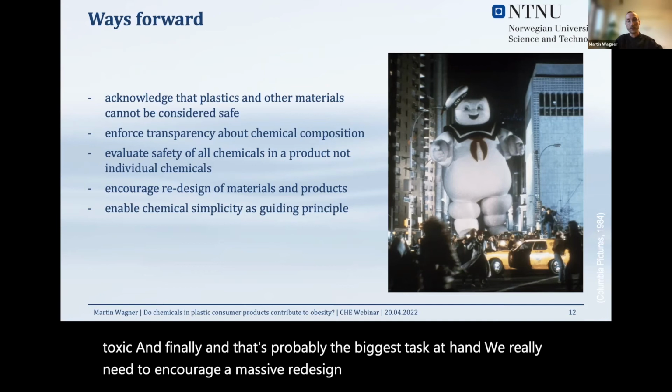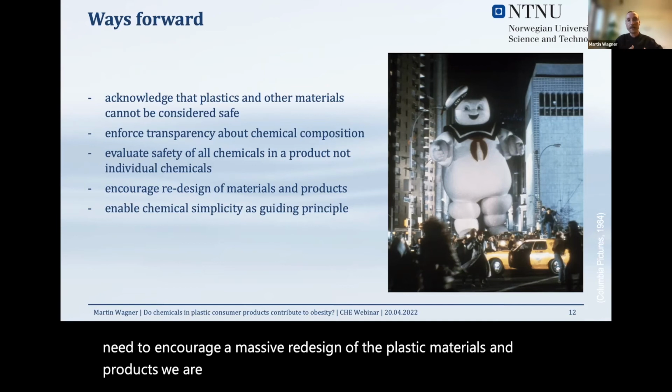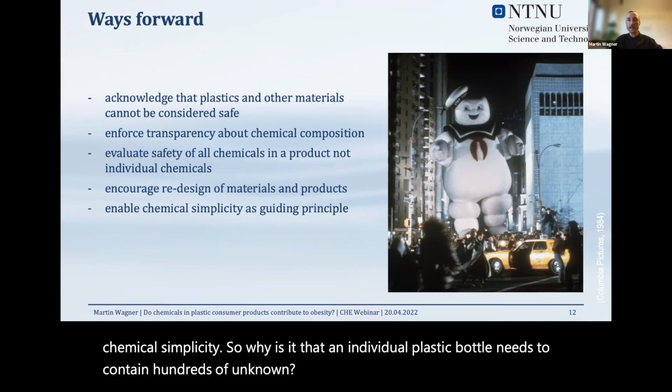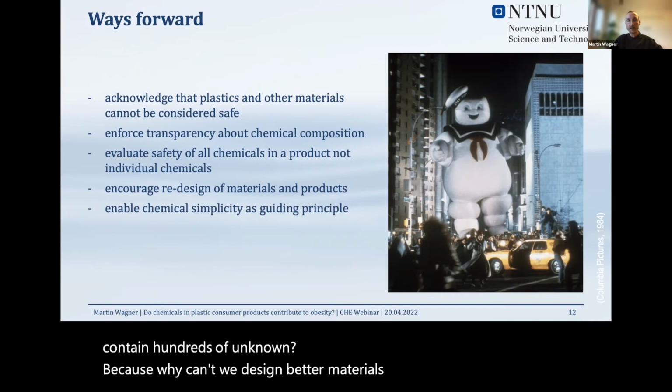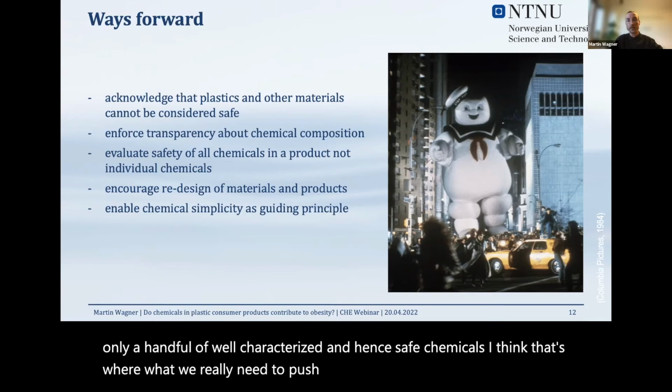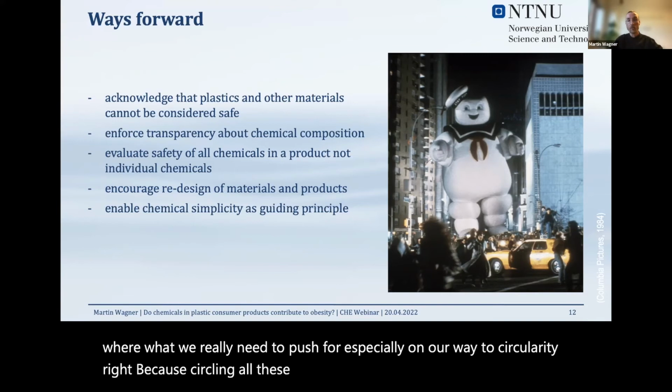And finally, and that's probably the biggest task at hand, we really need to encourage a massive redesign of the plastic materials and products we are using. And I think one guiding principle for doing so would be chemical simplicity. So why is it that an individual plastic bottle needs to contain hundreds of unknown chemicals? Why can't we design better materials and products that contain only a handful of well-characterized and hence safe chemicals? I think that's what we really need to push for, especially on our way to circularity, right? Because circling all these toxic chemicals won't really solve the issue here.